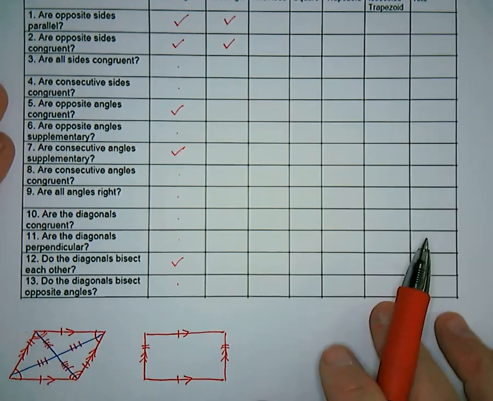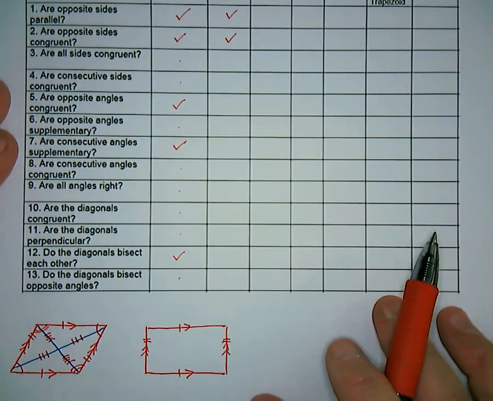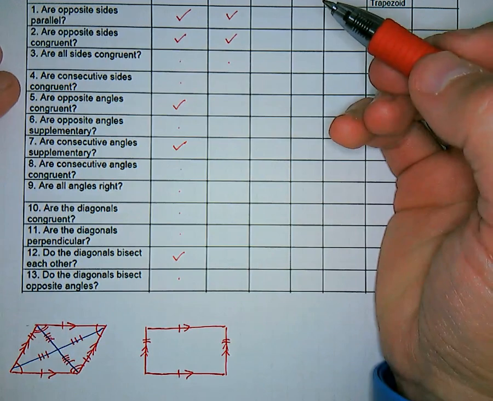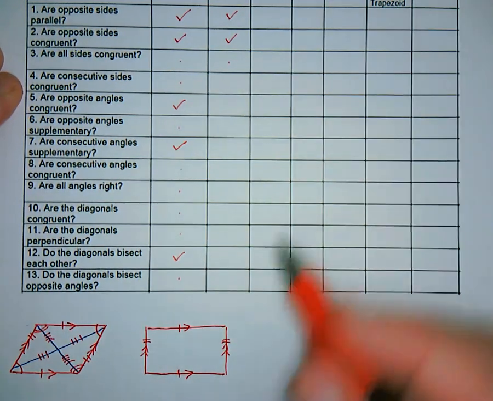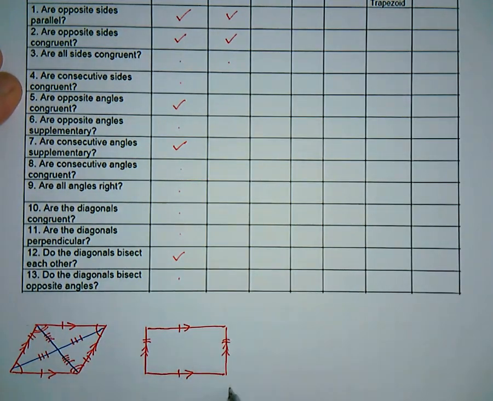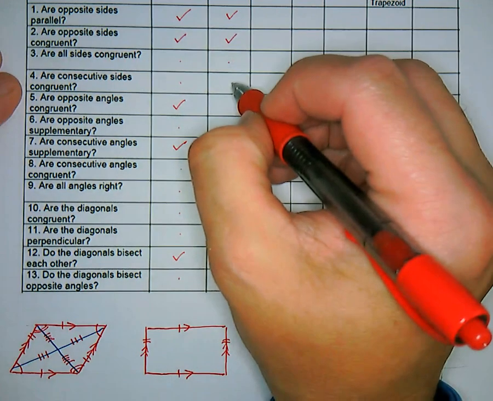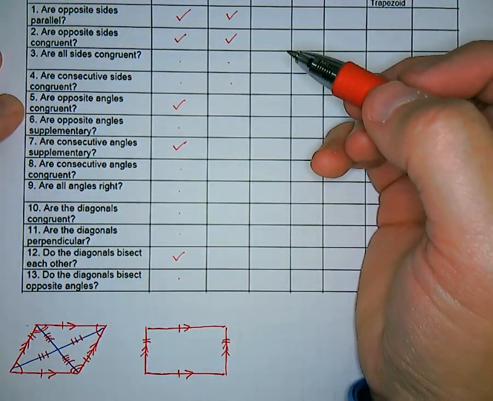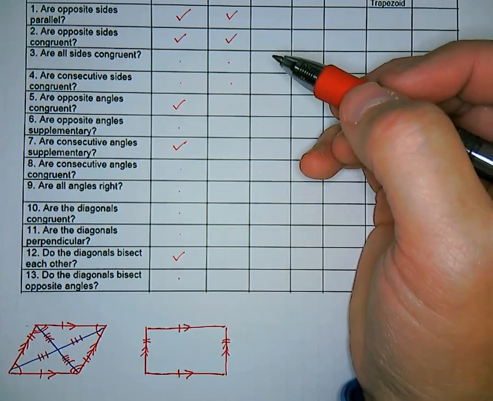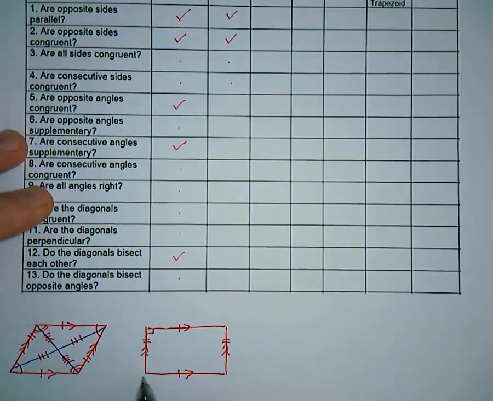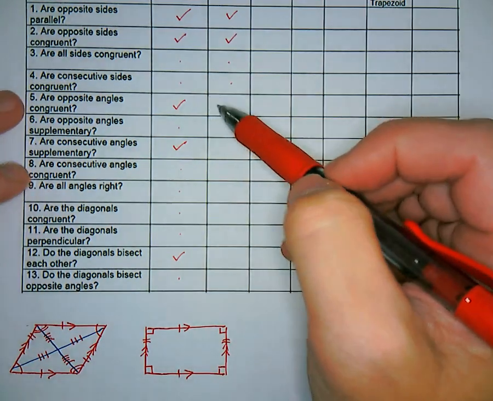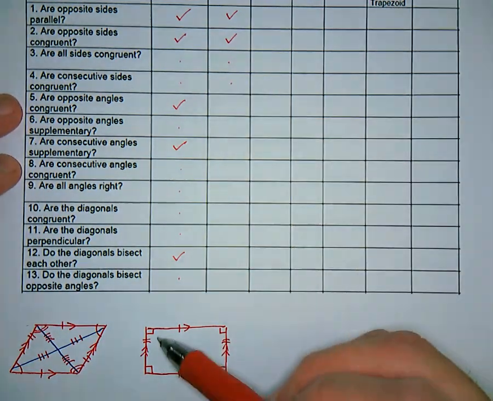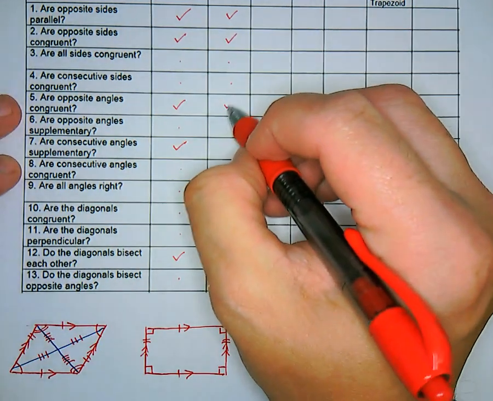Are all the sides congruent? Well, all the sides are definitely not congruent. Are consecutive sides congruent? So that means that this, then that, are those the same length? Absolutely not. Okay. Are opposite angles congruent? Well, what do we know about the angles on a rectangle? Well, they're all 90-degree angles. So are the opposite angles congruent? Well, a 90 is congruent to 90, so absolutely.